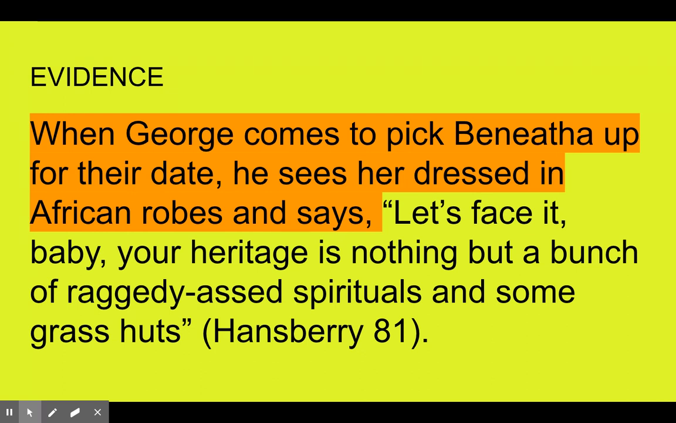And this is what it looks like. So this is an example. What I have highlighted here is an example of the background information. What's going on in the scene, okay? When George comes to pick Beneatha up for their date, he sees her dressed in African robes and says, okay, that is the background information.